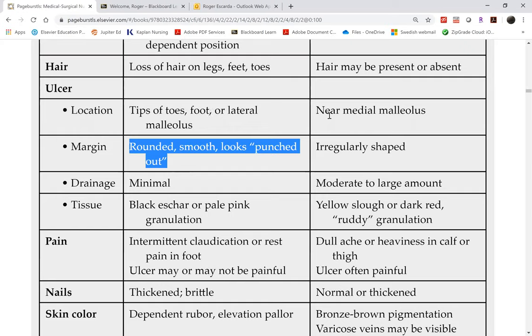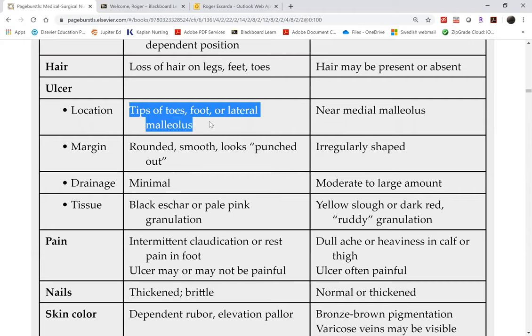In terms of location, arterial ulcers are typically over bony prominences or at the tips. So it's similar to the locations of the ulcer in diabetic ulcers. It's usually over the malleolus, the bone over the ankle, and the toes, because you don't have much meat there, so they occur in those areas.